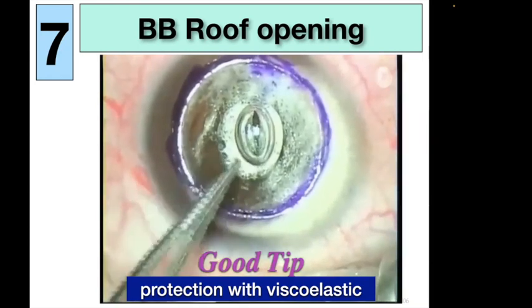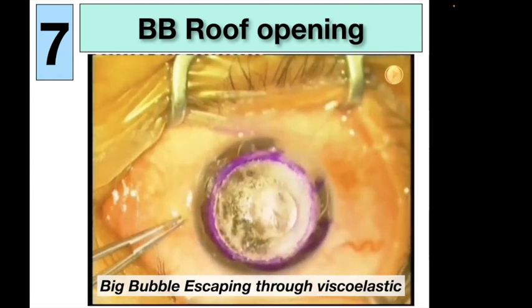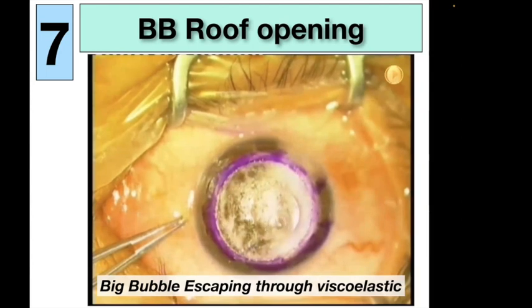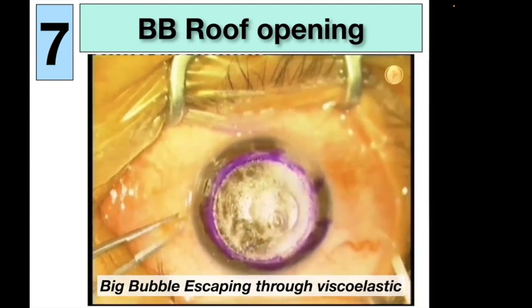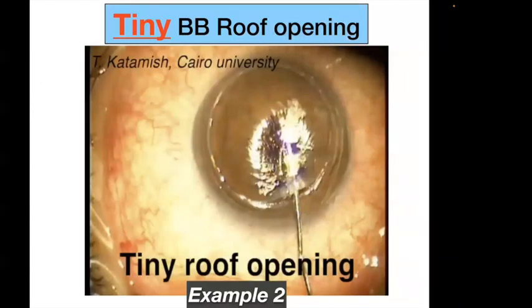Another example, look, if you are using cohesive viscoelastic, the big bubble will come out gradually, you see, coming out gradually, so you will have enough time to withdraw your hand. But what if you are doing a small perforation?